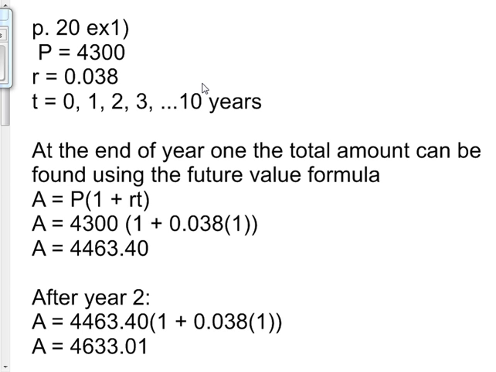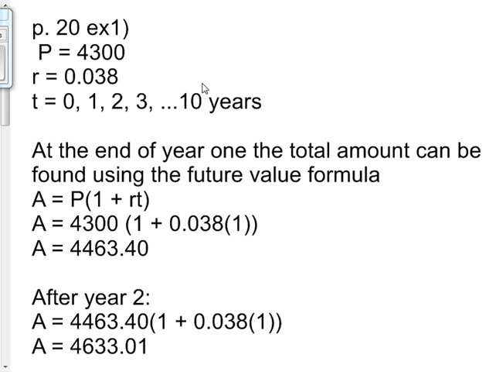Yvonne earned $4,300 in overtime on a carpentry job. She invested the money in a 10-year Canada Savings Bond that will earn 3.8% compounded annually. She decided to invest in a CSB, a Canada Savings Bond, instead of keeping the money in a savings account because the CSB will earn more interest. So, what is the future value of Yvonne's investment after 10 years?